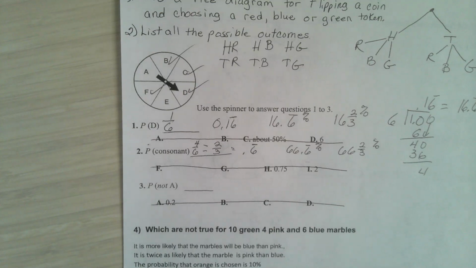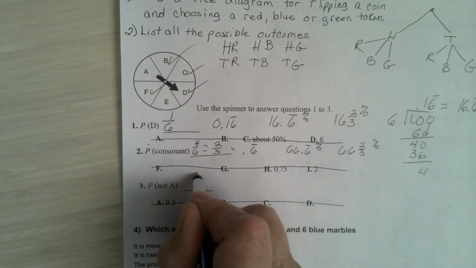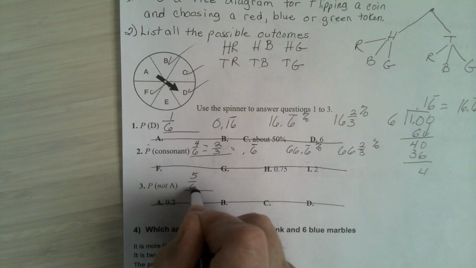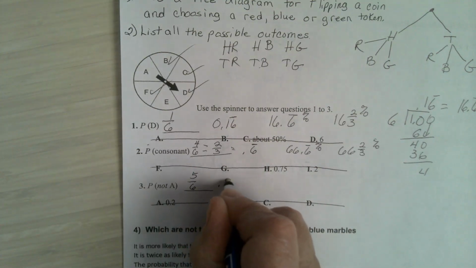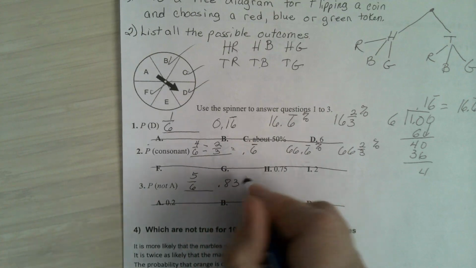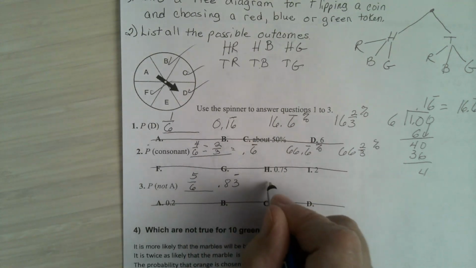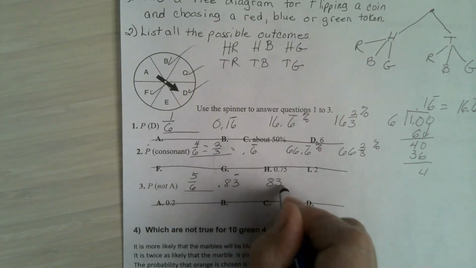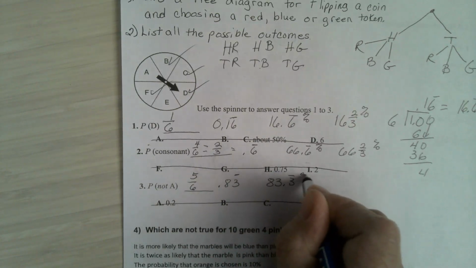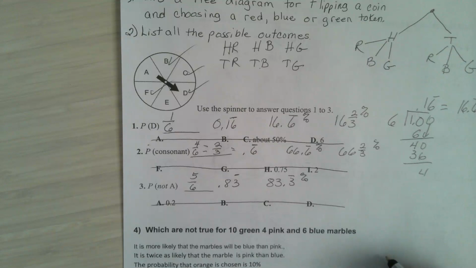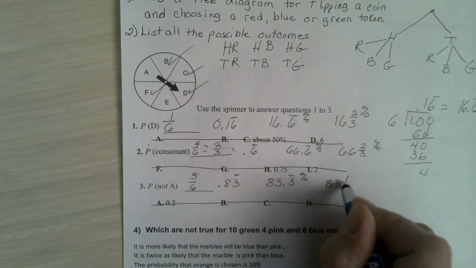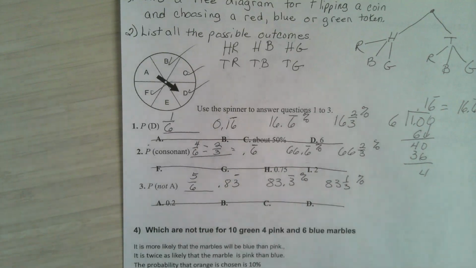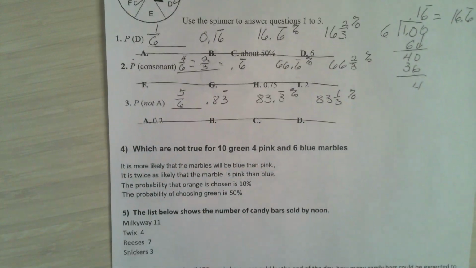The probability of not A is 5 out of 6. That equals 0.83 with the 3 repeating. So that would be 83.3 repeating percent. And a 3 repeating is the same thing as 1/3, or 83 1/3%. Now let's go on to problem number 4 on the back side.